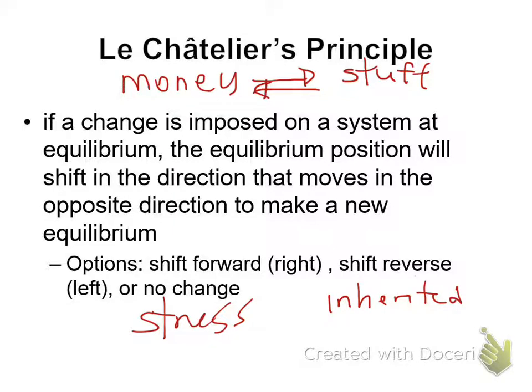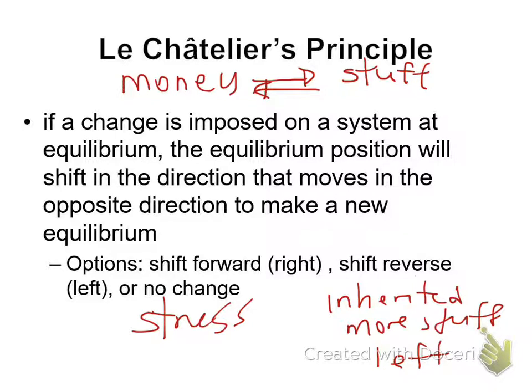What's the opposite of more stuff? Less stuff. And which direction of shift will get you less stuff? To the left. You're going to sell some of your stuff. You get a little bit more money. And when does this stop? When you reach a new equilibrium. And so you have to shift to the left to use some of this extra stuff. It is the exact opposite of the stress.